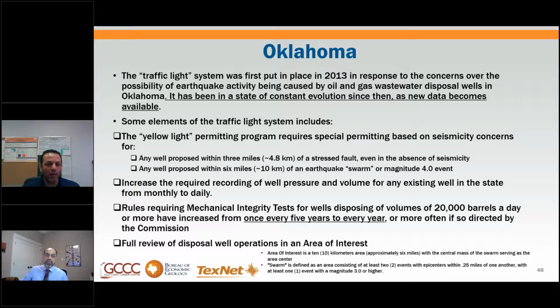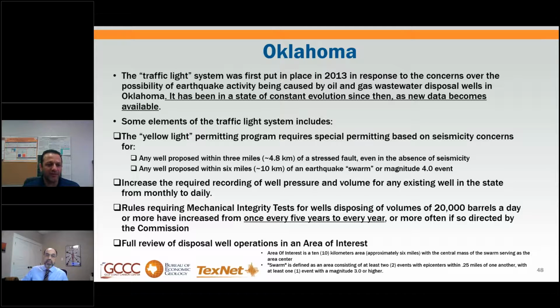...of an earthquake swarm or a magnitude 4 event, they were required to have a special permitting. And after having those events, they decided to also increase the recording of the well pressure and injection volume from monthly to daily. Another thing that they changed was that they were required to have mechanical integrity tests for injection wells that are injecting 20,000 barrels a day or more. It used to be every 5 years. Now they are requiring that to be done every year, or even more if it's requested.